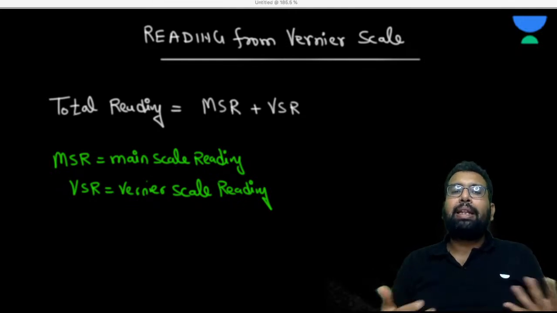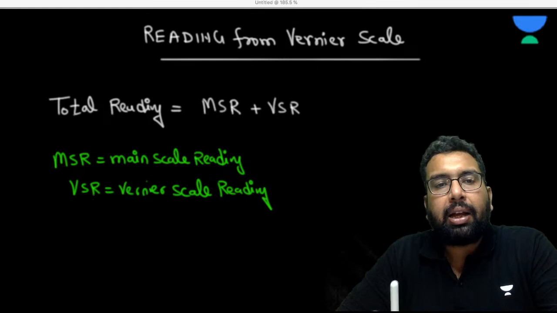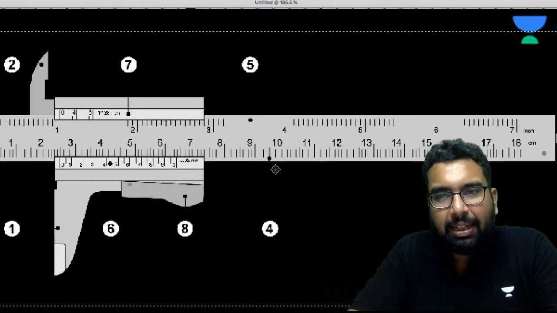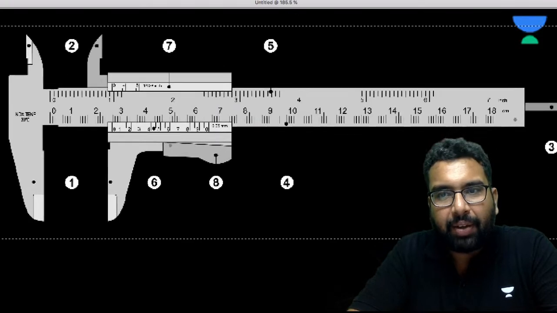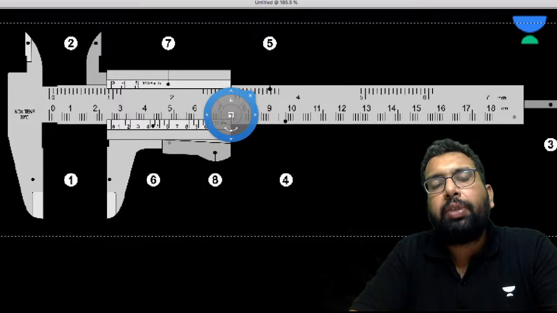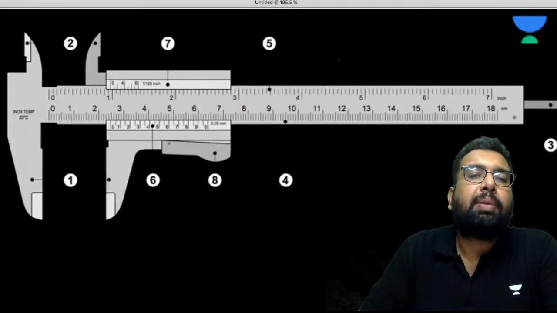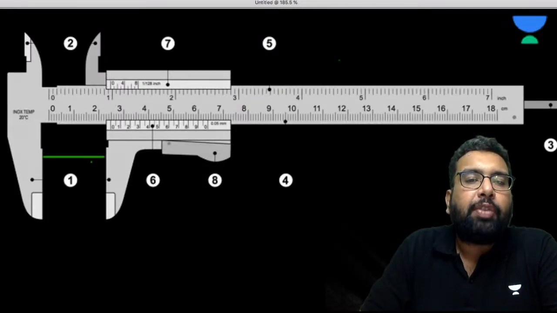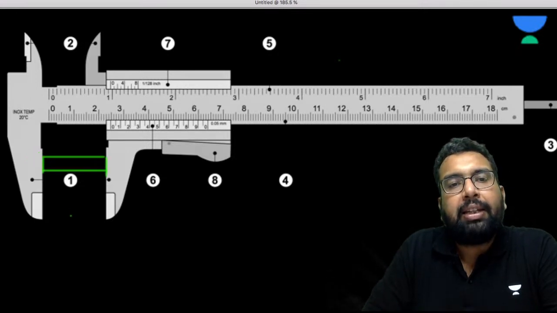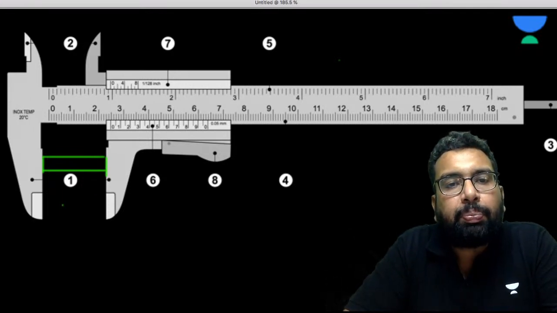So what is this main scale reading? How are we going to take this MSR? Now, please understand this. We had this Vernier caliper, and I'll just paste this photograph again. Let's suppose we wanted to measure some object. So we placed it here. When we placed it here, the jaws are somewhat like this.